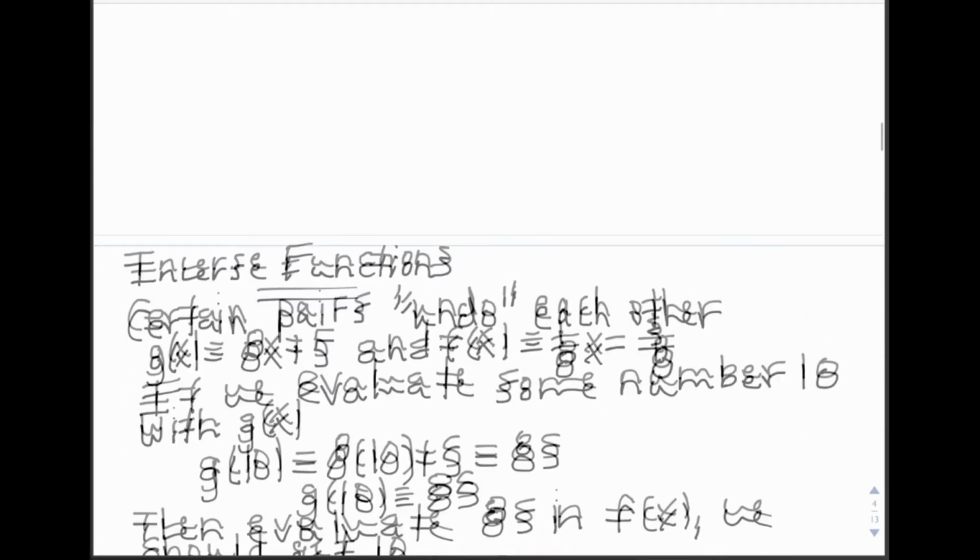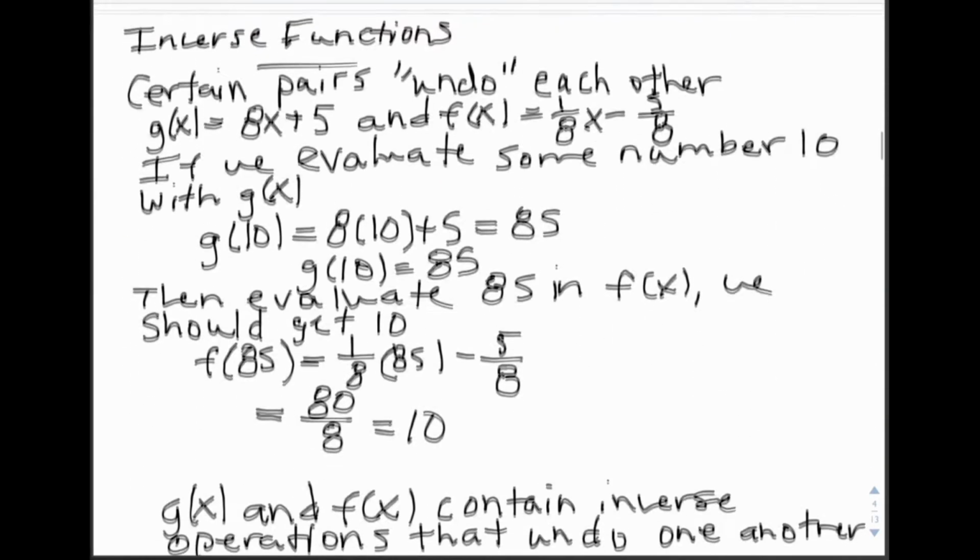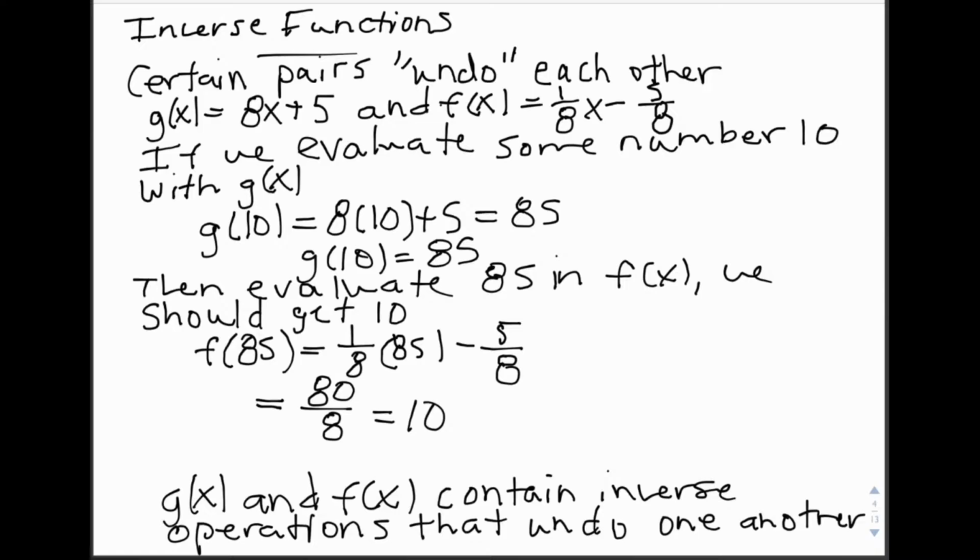So now we can go ahead and look into something called inverse functions. So inverse functions, these are going to be certain pairs that undo one another. So say for example, we had g of x is equal to 8x plus 5, and f of x is equal to 1/8 x minus 5/8.